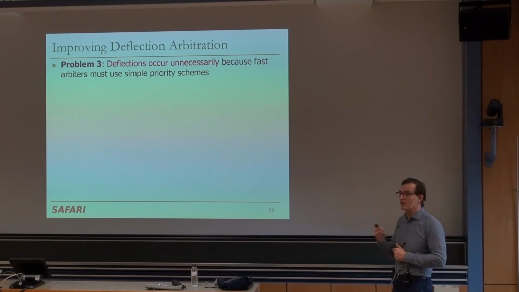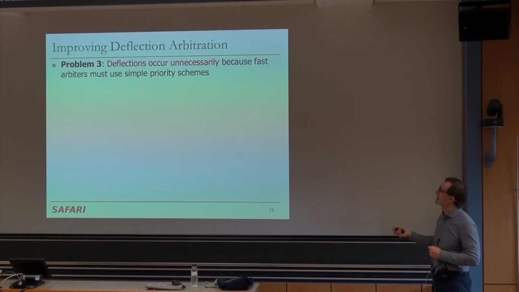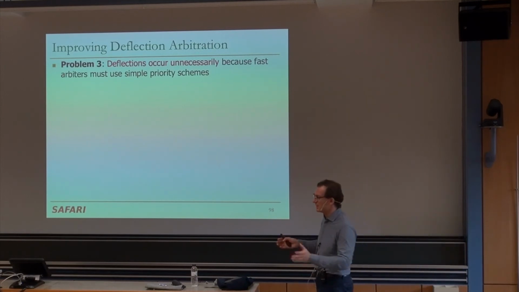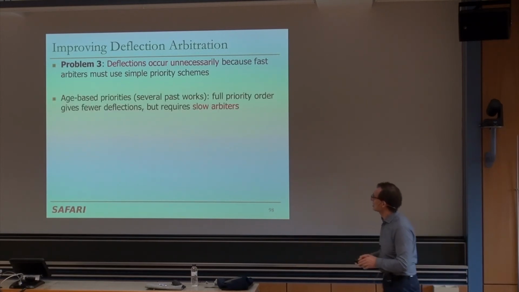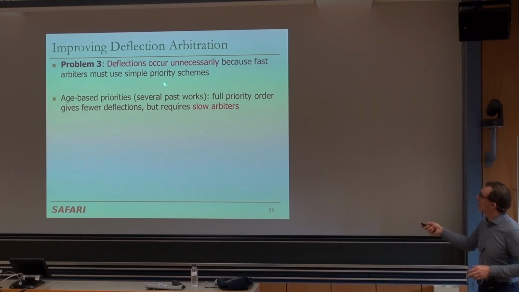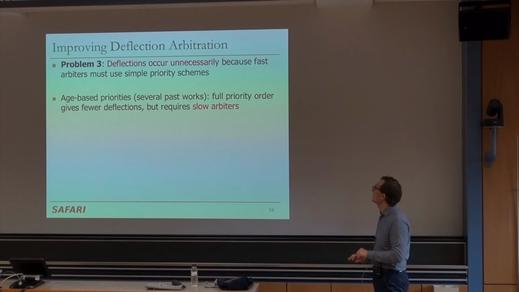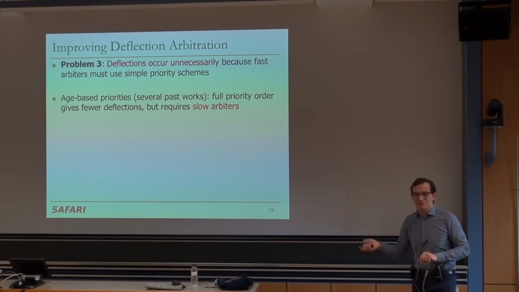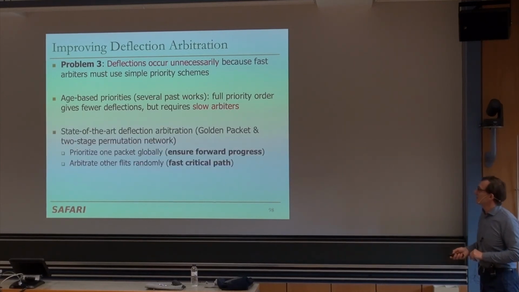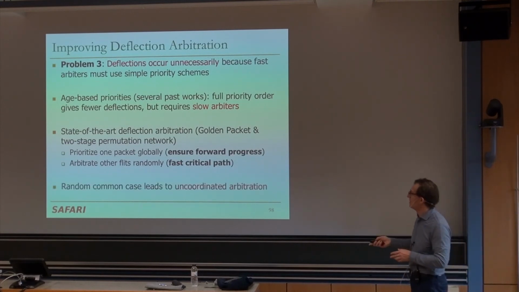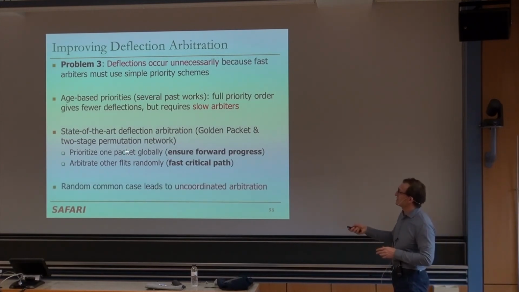Okay, the last one is improving deflection arbitration. Basically, sometimes you incur unnecessary deflections because you use simple priority schemes in the router, and the router may not be making the right decision. So you can have age-based priorities. That's good. You get full priority order. It leads to the fewest deflections, actually. But it requires slow arbiters, as we've seen before. So if you actually use golden flit and a 2-stage permutation network, like we've discussed, it's fast. It ensures forward progress. But it basically does this.